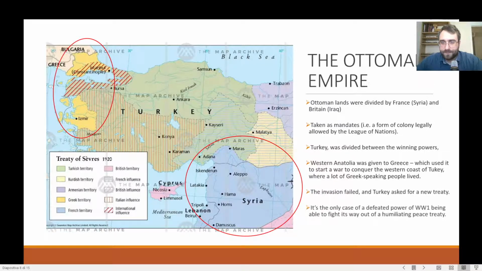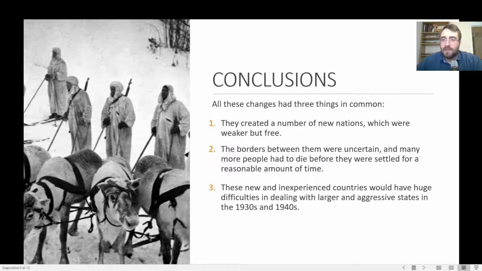Now, in conclusion, what can we say about all these territorial changes? The first thing is that they created a number of new nations which were weaker but free, or free but weaker, depending on how you see the situation. Second, the borders between these countries were very uncertain, and many more people had to die before those borders were settled for a reasonable amount of time.